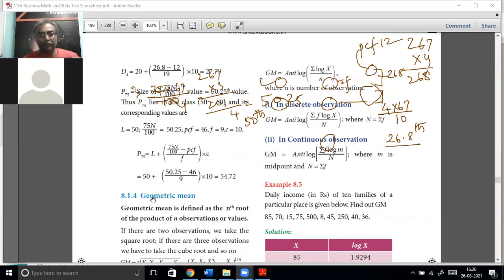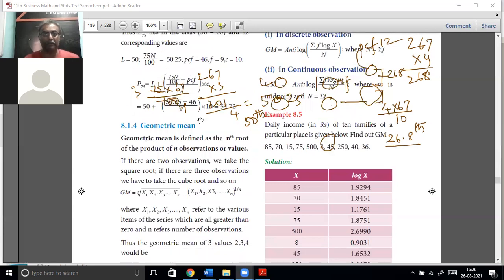Now we are finished with that. We are going to find the mean now. This is all median related. Now we are going to find the geometric mean and the harmonic mean.